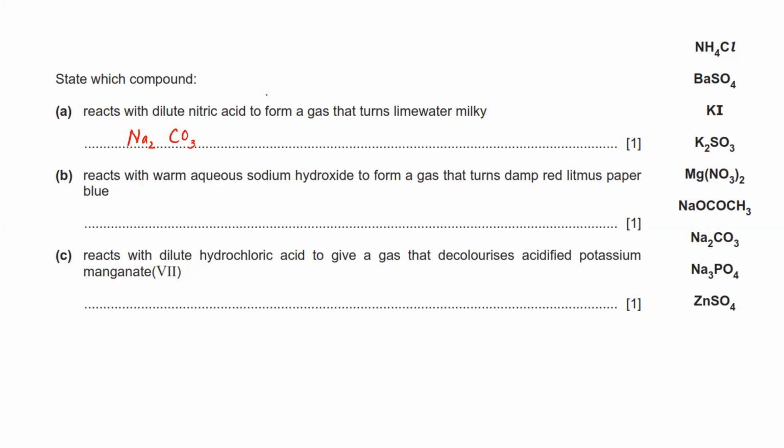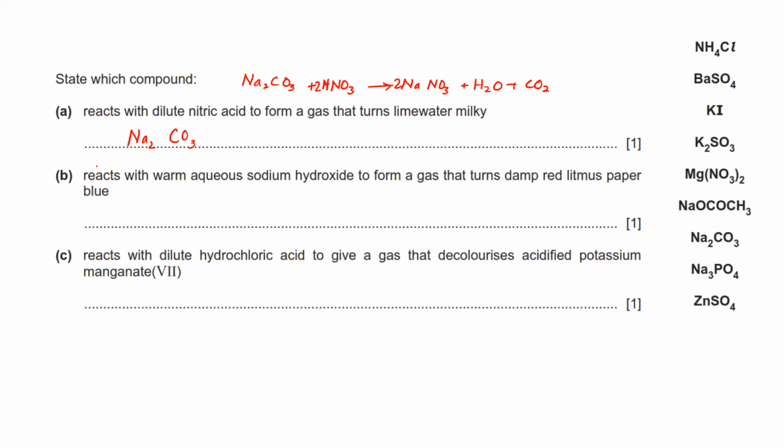Na2CO3. So remember, the reaction would look something like this: Na2CO3 plus HNO3. That will give us nitrate salt, sodium nitrate, NaNO3 plus H2O plus CO2. You can always balance the equation. So for example, something like this, you can always balance it.